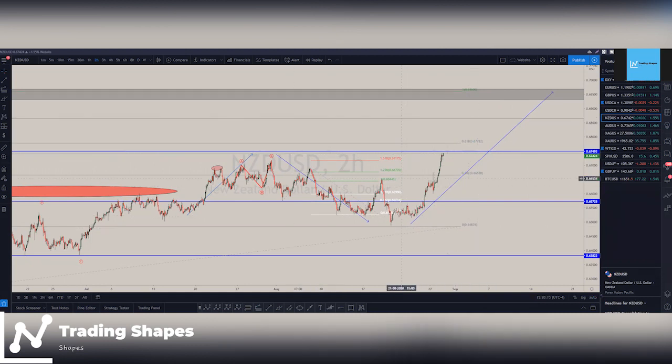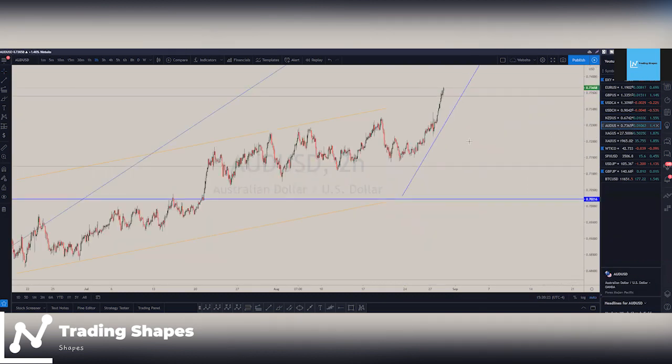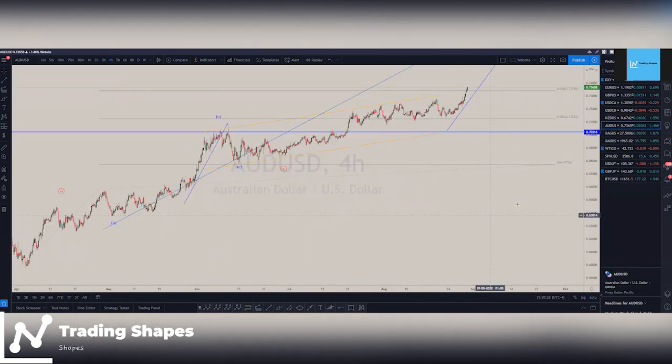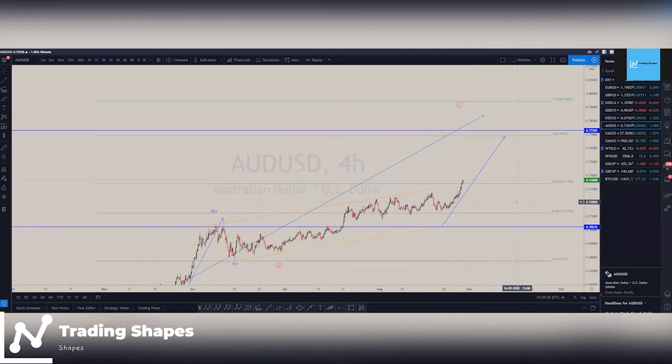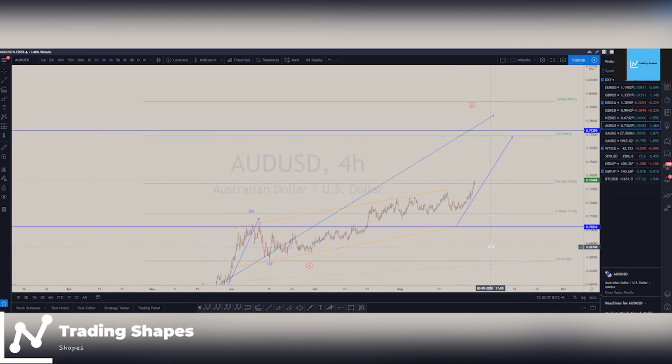It was a really big mover last week, NZD and the pound. Both of them gave some nice pips. Aussie, same thing. I'm expecting it to go to 0.76500 area. So if there's any buy setup, we might take it.